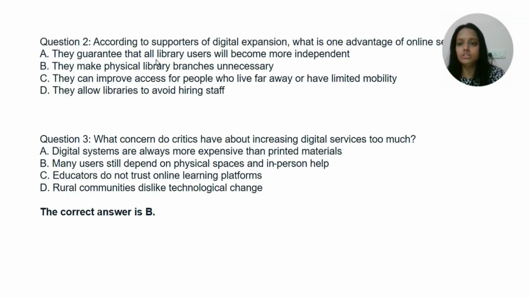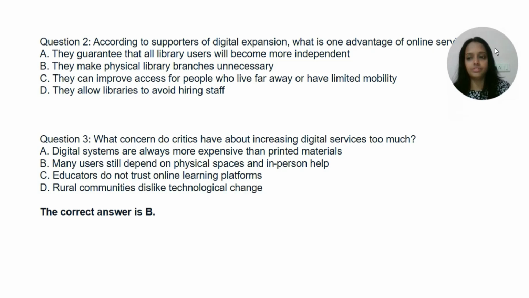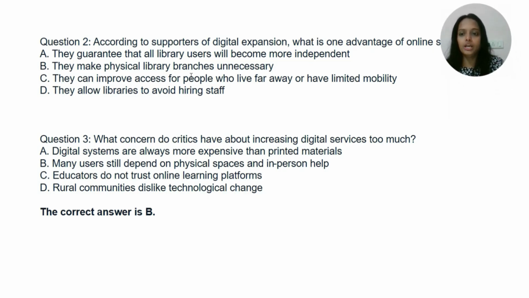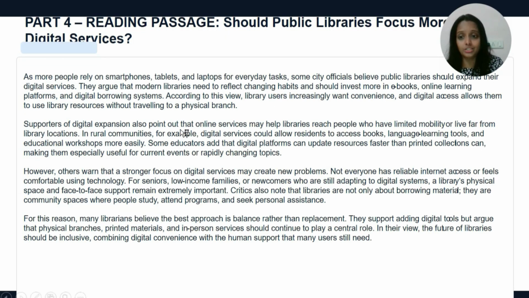And question 2 is, according to supporters of digital expansion, what is one advantage of online services? The four options are given here. The right option is option C. Yes, this comes from paragraph 2. Very simple reason. The passage specifically says online services may help libraries reach people who have limited mobility or live far from library locations, if you see here.